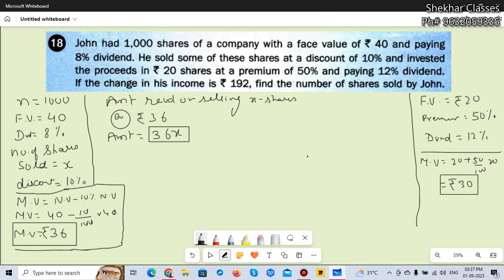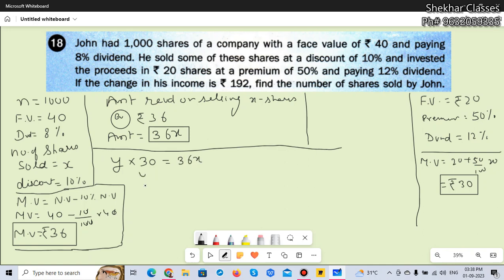Clear? And how many shares will he buy? We do not know. So this is the price of one share and the amount he has is this much. How to calculate that? We do not know how many shares he bought, so say Y number of shares. Y number of shares into the rate of 30 rupees gives the total amount invested.